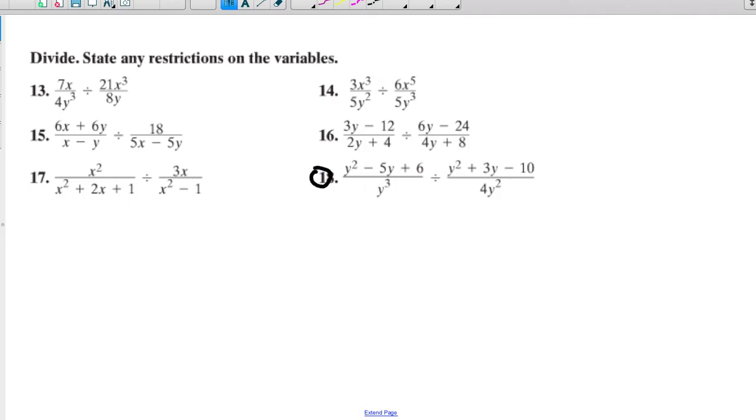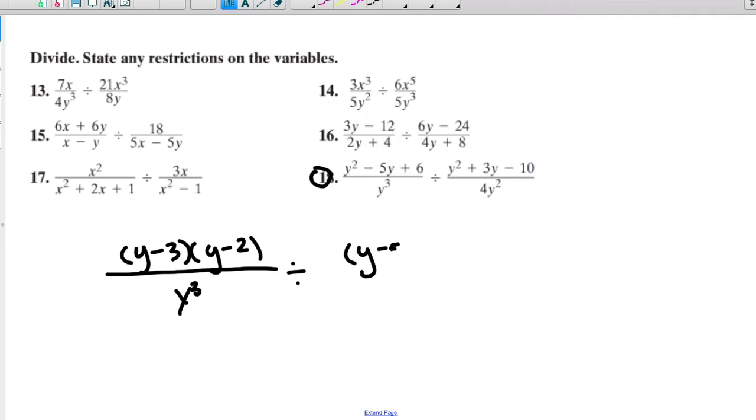All right, so you have y squared minus 5y plus 6 over y cubed divided by y squared plus 3y minus 10. Okay, so y squared minus 5y plus 6, to get negative 5, when you add them together out of a plus 6, you're going to have negative 3 and negative 2. So we have y minus 3 times y minus 2 all over y cubed divided by y squared plus 3y minus 10. That's going to be negative 5 and positive 2. And then that's all over 4y squared.